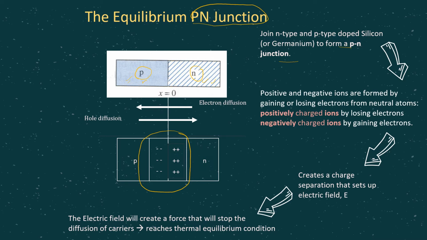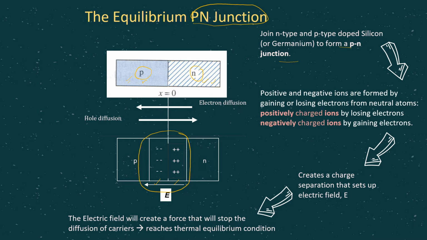Once we have positive charge from the positive ions and negative charge from the negative ions, we are creating a charge separation that sets up an electric field. In this case, the electric field will be created from positive to negative. Remember, at this time it is at equilibrium, meaning we are not connecting this PN junction to anything. So what will happen? An electric field will be created.